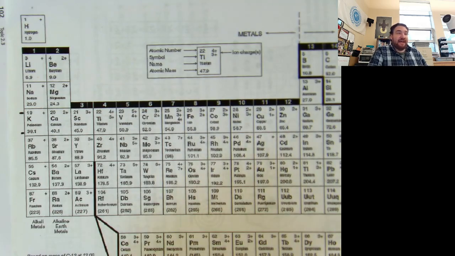Beryllium's up there in the top left. If it's an ion, how many shells should it have? What row is it in? It's in row number 2.